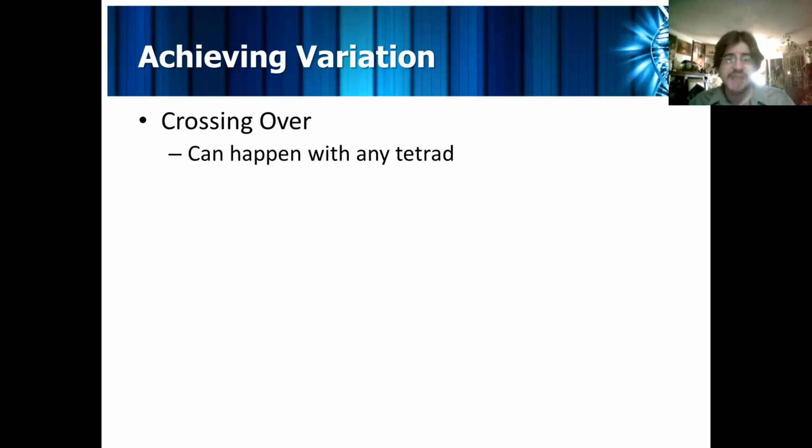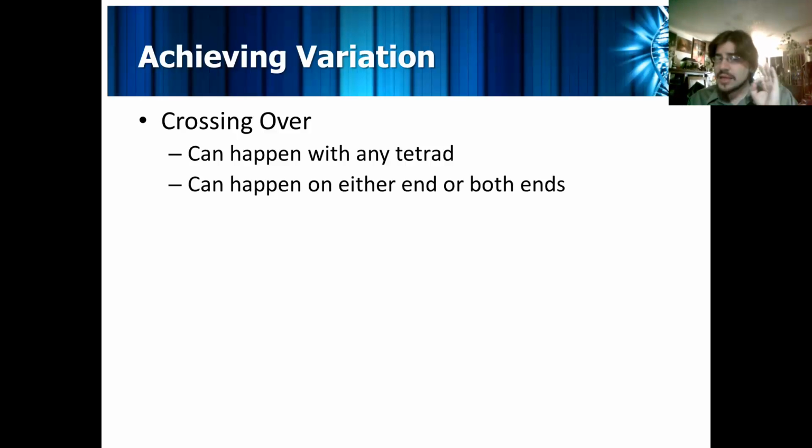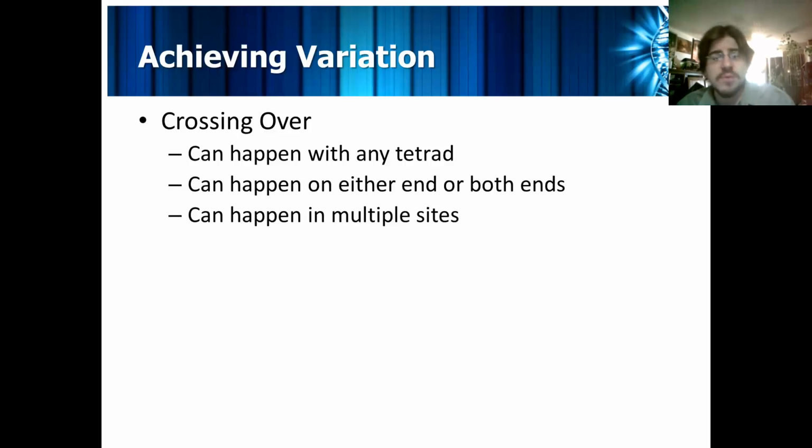Just how much variation? Well, crossing over can happen with any tetrad. Any homologous pair can experience crossing over. More than that, our example was just a single tangle of chromatids. But crossing over can happen on either end of the chromosome, and it can happen on both ends of the chromosome. And furthermore, it can happen in multiple sites on a single end of the chromosome. You could get a lot of exchange of genes between a single homologous pair, and each of those genes represents a different possible variation, just adding into the multiple variations there are.